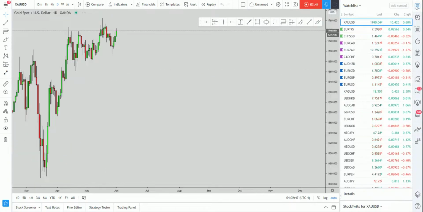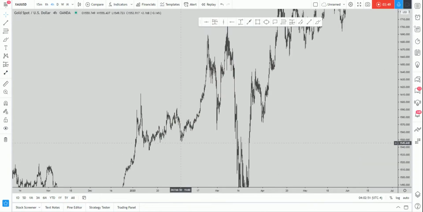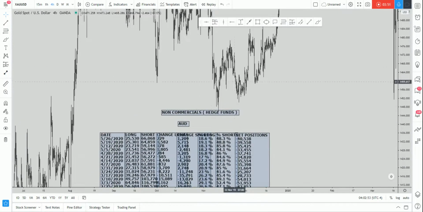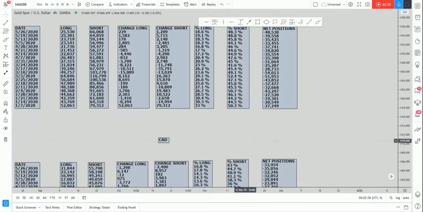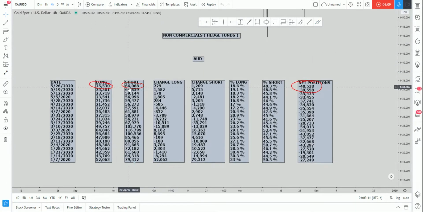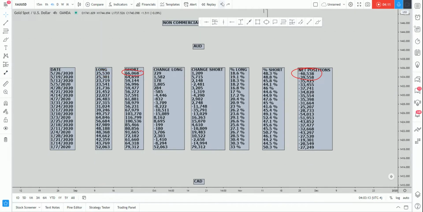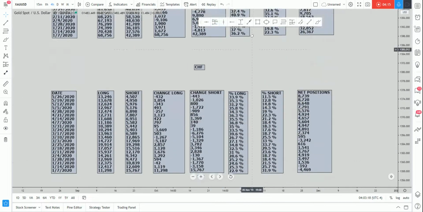If we go and see what we have from a COT perspective, so commitment of traders, what hedge funds are doing at the moment in the market, we can see that from an AUD perspective, we can expect some AUD weakness, given the fact that we are currently sitting at minus 40k net positions with 66k shorts and 25k longs. So hedge funds have way more shorts than longs on the AUD. So we can expect the market to shift away from the zone where it currently is.